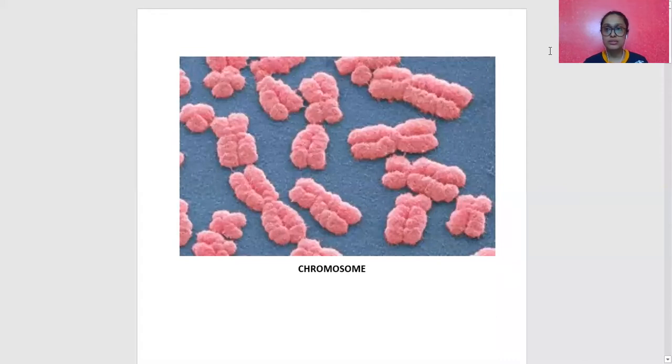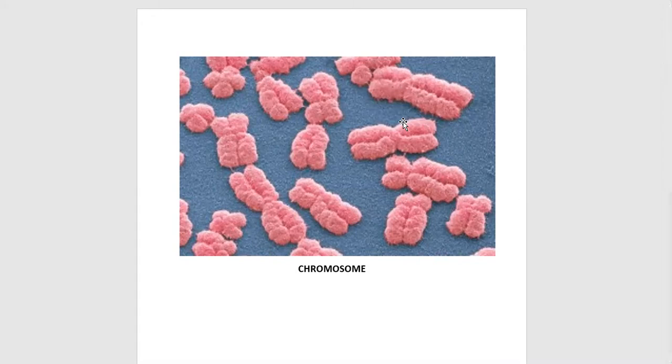So this is what a chromosome looks like under the electron microscope. Here you can see that they are deeply stained, they have taken a pinkish stain, and yes, they resemble an X-like structure, isn't it? And it can be observed in great detail.